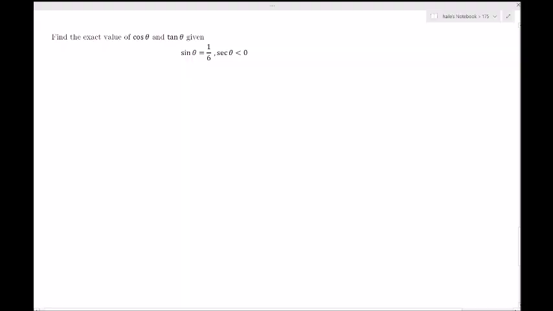In this problem, we want to find the exact value of cosine theta and tangent theta given that the sine of theta is 1/6 and the secant of theta is less than 0. So 1/6 is not a value on the unit circle, so we need to draw a triangle to figure this out.